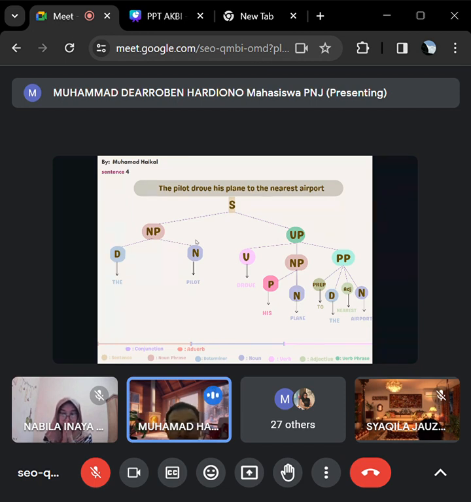For the second branch, it is a verb phrase and consists of three branches: verb, noun phrase, and prepositional phrase. Verb is "drove", noun phrase consists of pronoun "his" and noun "plane". Then prepositional phrase consists of preposition "to", determiner "the", adjective "nearest", and noun "airport". Next.